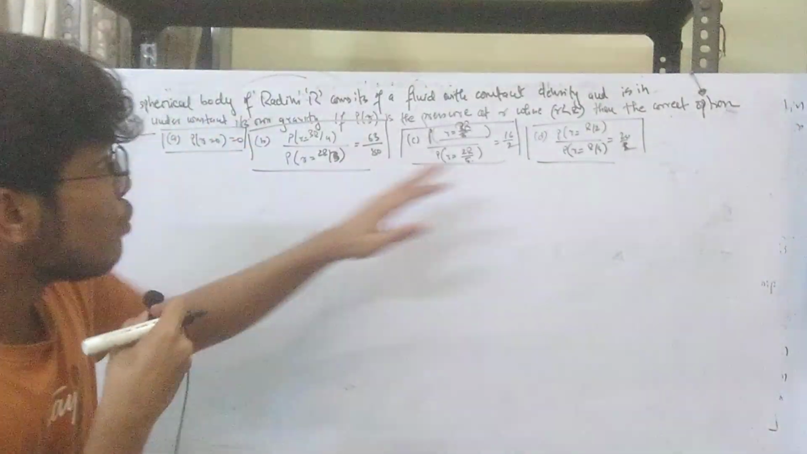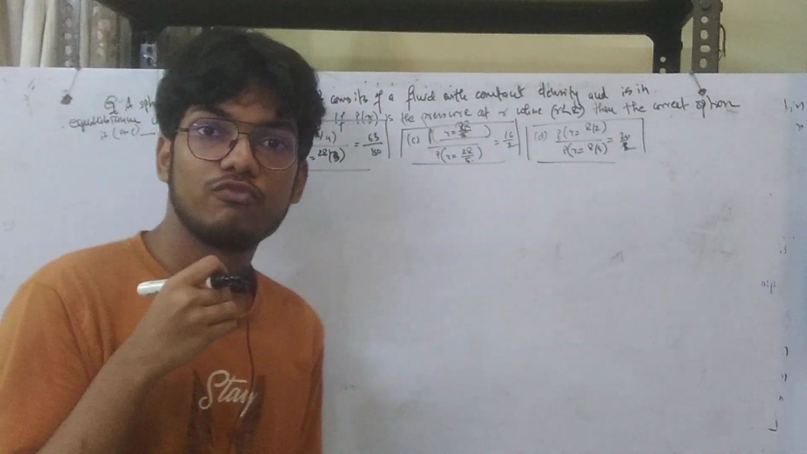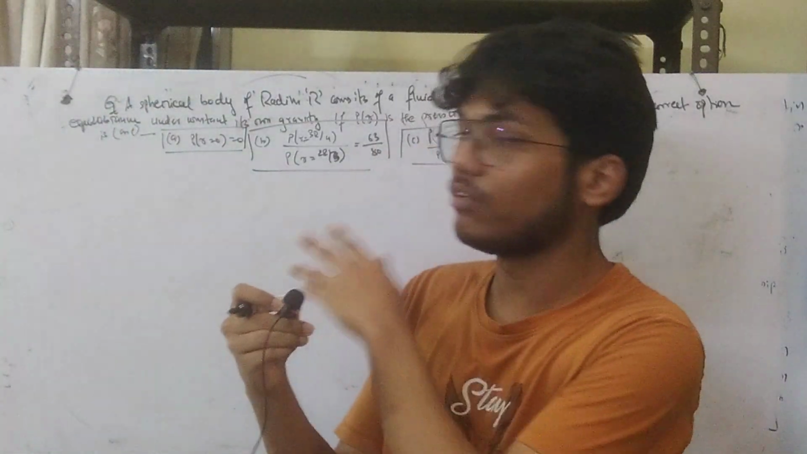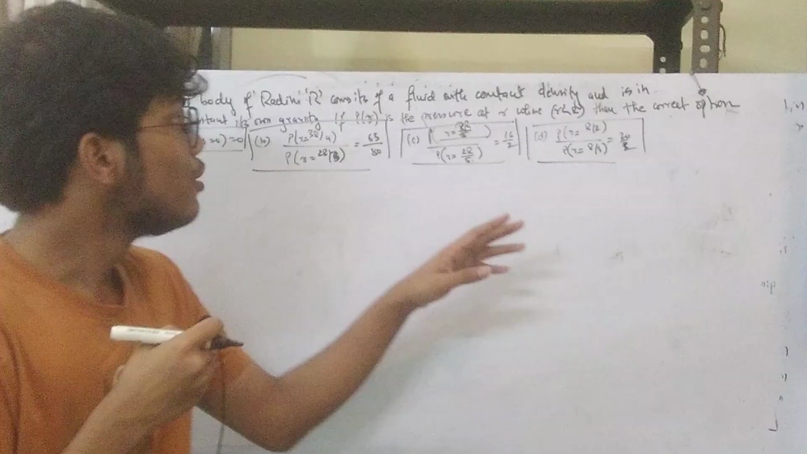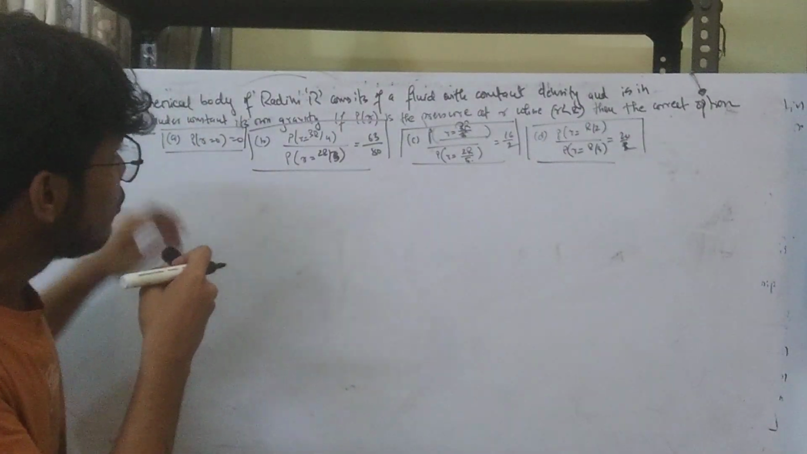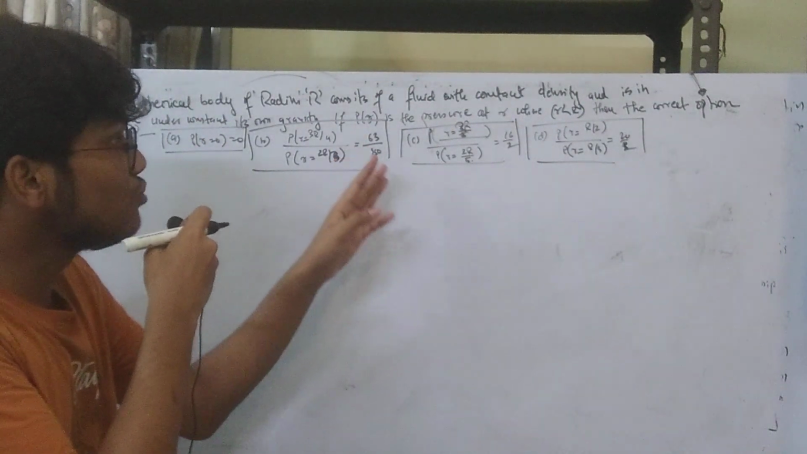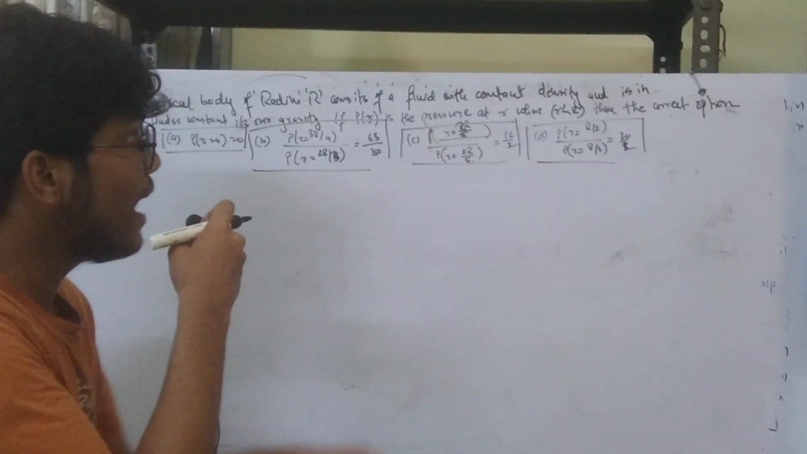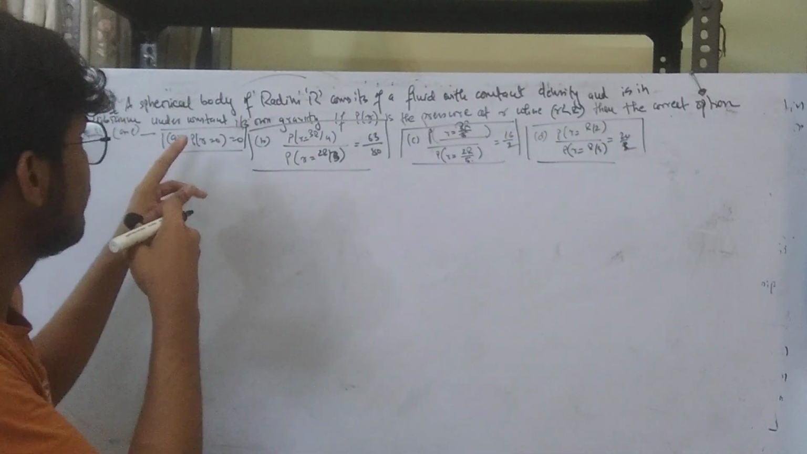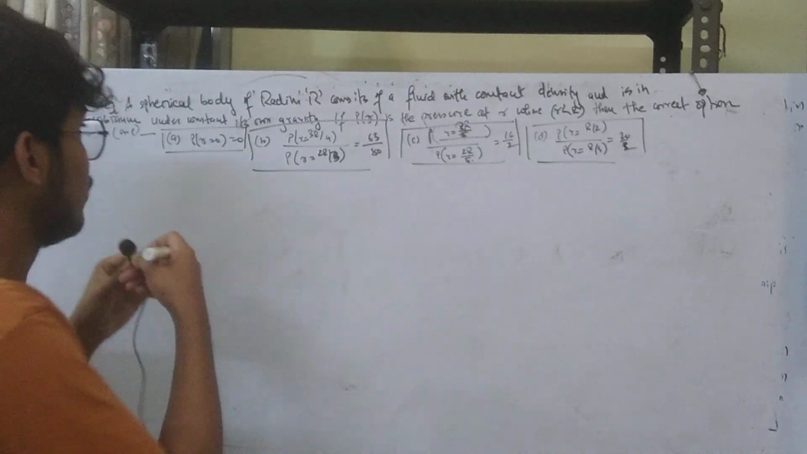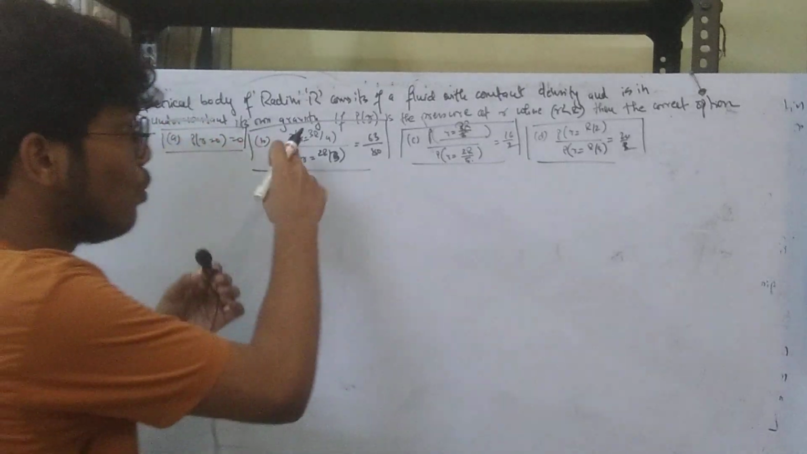In this video, we'll be discussing a question from JEE Advanced 2015. This question is based on some properties of fluid mechanics and also some properties of Newton's laws of motion. The question says that a spherical body of radius R consists of a liquid of constant density and is in equilibrium under its own pressure, under its own density.